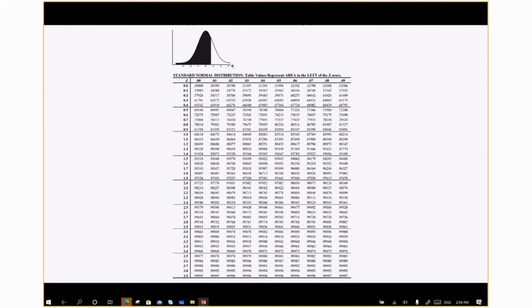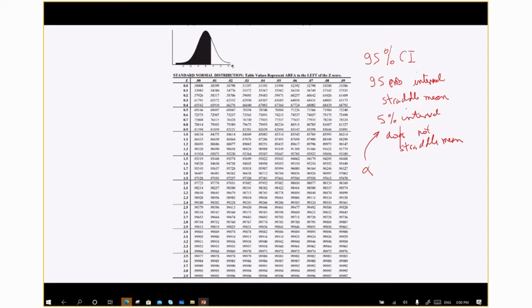And remember what our goal is. Our goal is to calculate a 95% confidence interval on the mean. So a 95% confidence interval means there's a 95% probability that our interval is going to straddle the mean, which means there's a 5% probability that the interval does not straddle the mean. And we use alpha to represent this probability, the probability that the interval doesn't straddle the mean. So we're going to say that alpha is equal to 0.05. That's the probability that the interval we construct doesn't straddle the mean.